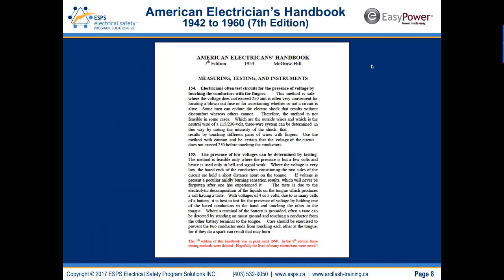Historically, we actually had electrical workers using their bodies as voltage detectors. This was published and taught up till 1960, I believe, and for up to 250 volts, use your fingers to do the voltage check, and for balanced signal wiring, use your tongue. And again, this is no longer acceptable. It was no longer acceptable in the 1960s and 70s.